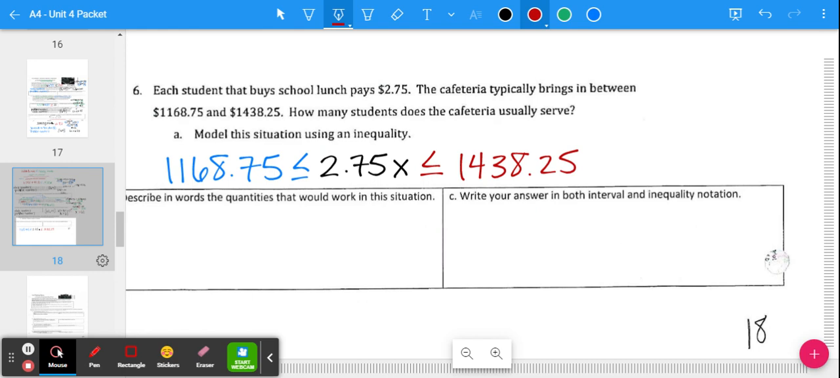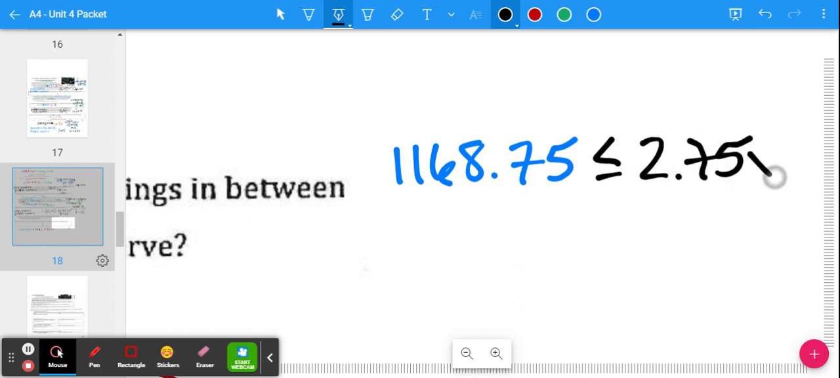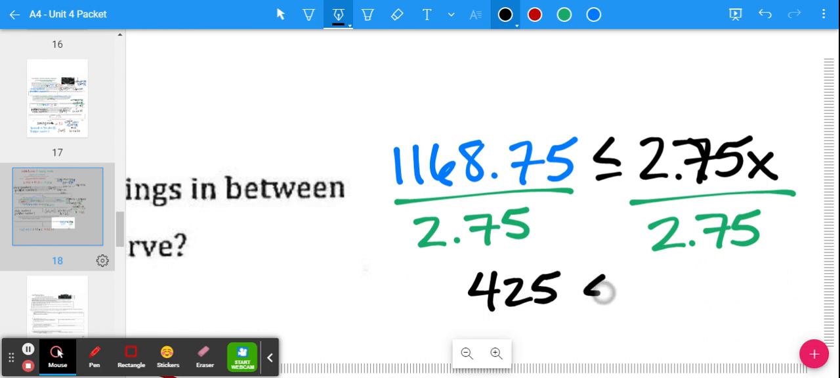So the way we solve this is we break it down into two chunks. The first chunk is 1,168.75 is less than or equal to 2.75x. And we solve that. So divide by 2.75, and then we find out that 425 is less than or equal to x. That means the smallest number of people that they serve in that cafeteria is 425.